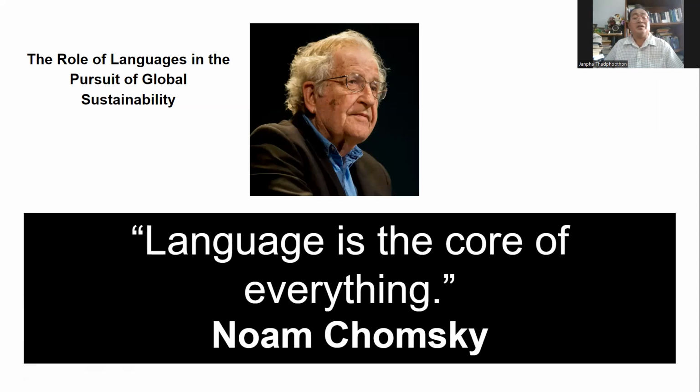And in this particular gathering and conference, we would like to investigate the role of languages in the context of global sustainability and peace.